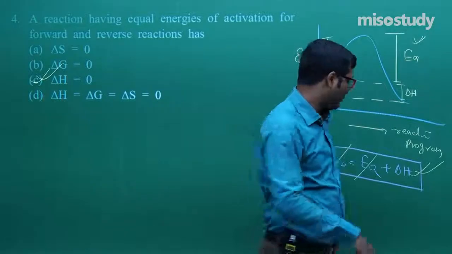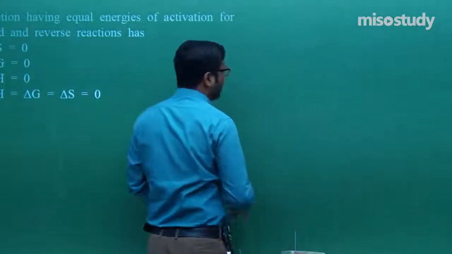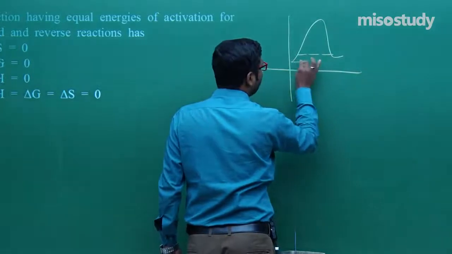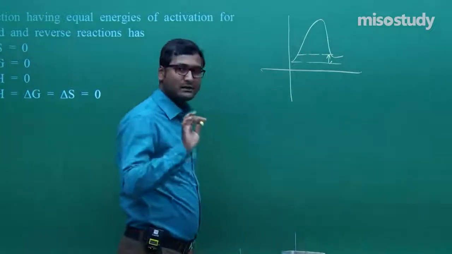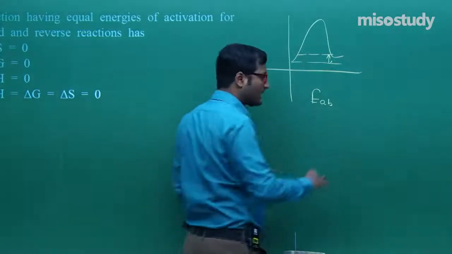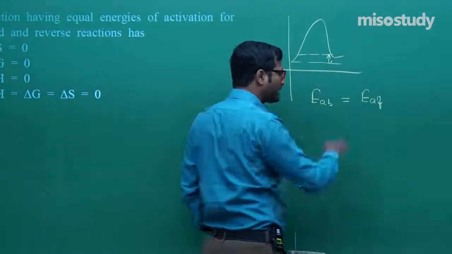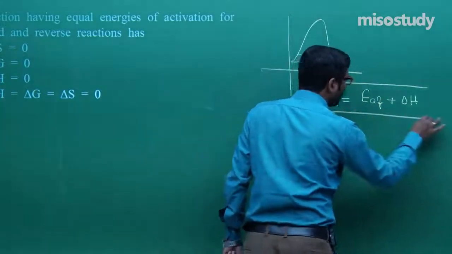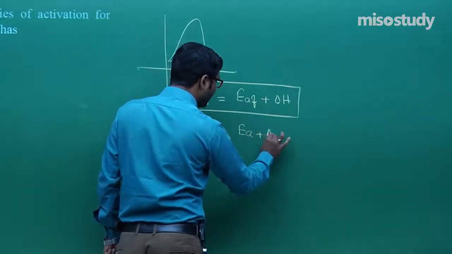One more thing I am going to mention here: if you do not know how to draw the graph, this is the simple graph, this is the delta H. If you do not know how to draw the graph, that doesn't matter, just remember the formula. The energy of activation of the backward or reverse reaction is equal to the energy of activation of the forward reaction plus delta H. This is the relation in general terms. It can be written like this: EB is equal to EA plus delta H.